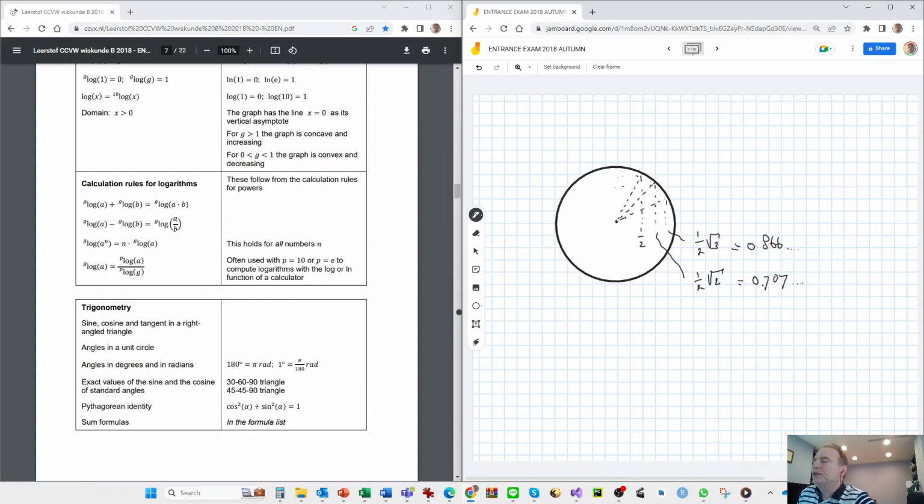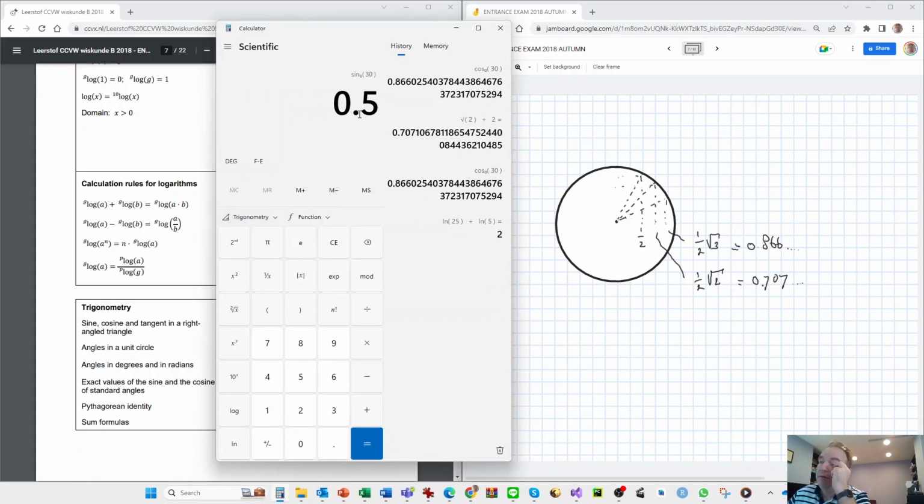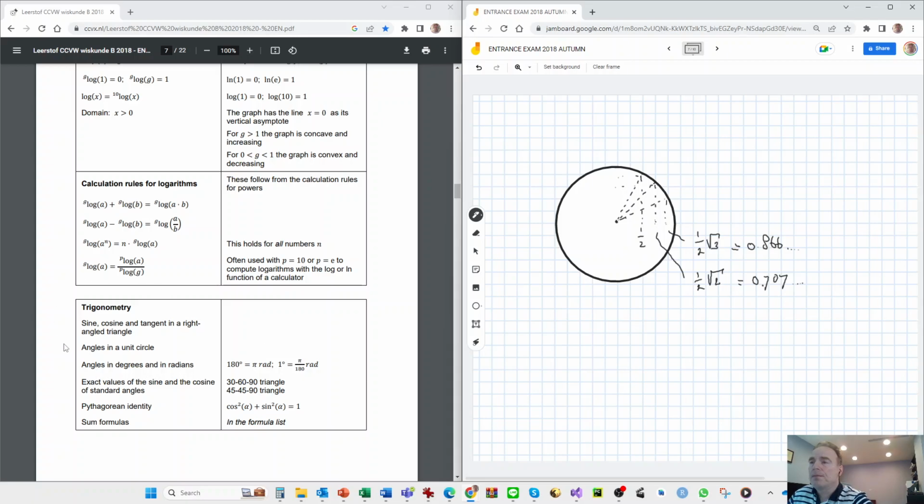In case you forget, you can use a simple calculator. So let's say I forgot what the sine of 30 is, I can just go to my calculator and enter the sine of 30, and I find 0.5. Or say the sine of 45, I find 0.707, which I recognize as 1/2 square root of 2. You also need to be able to convert degrees to radians and vice versa.